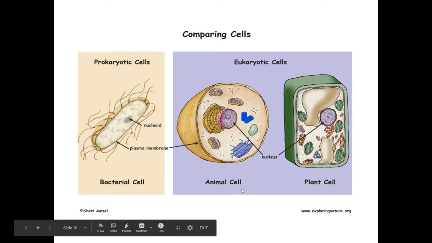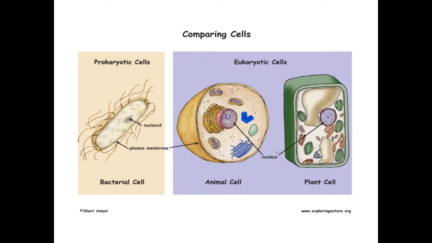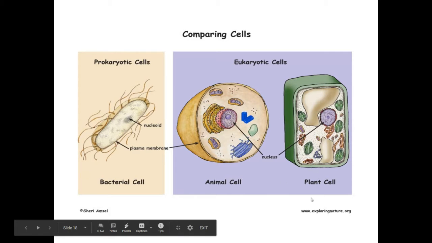Usually we use the animal cell and the plant cell as the model eukaryotic cells. But don't forget that protists, which are like our algae, are also eukaryotic, and fungi, which are your mushrooms and some molds, also contain eukaryotic cells.